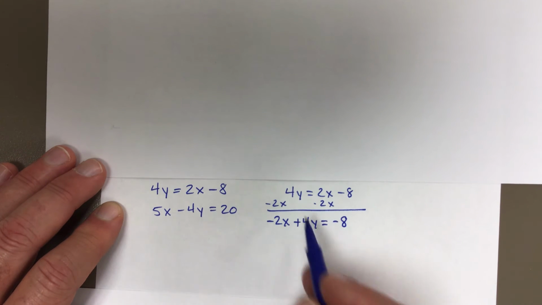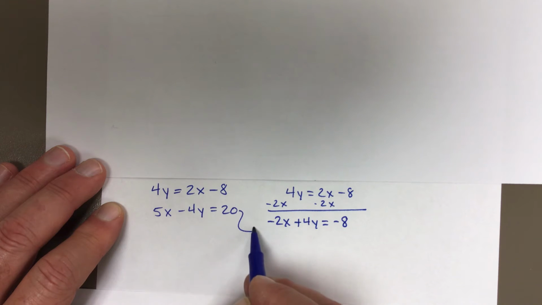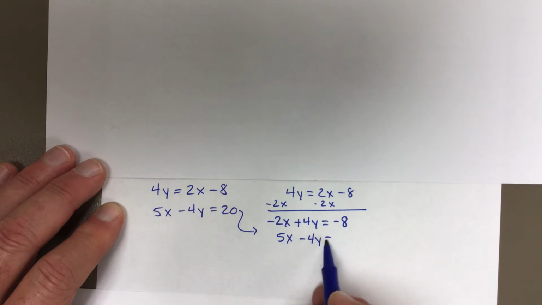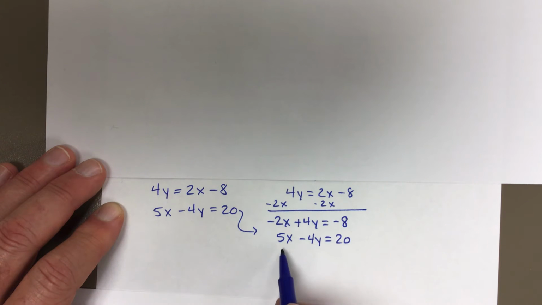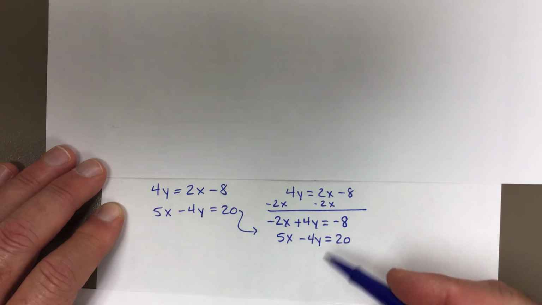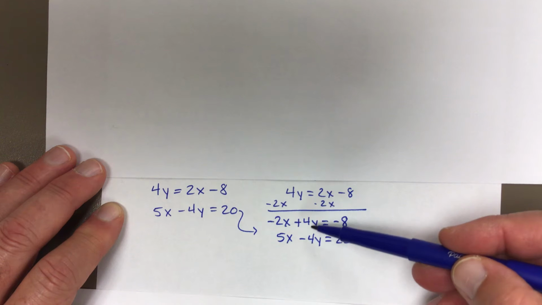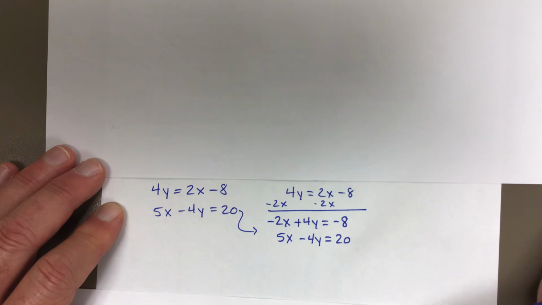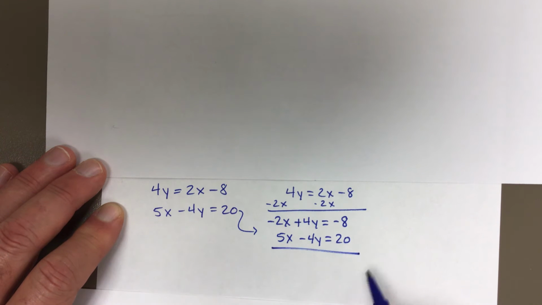Right? So I just moved the x term over. So now I can take this and move this down here. This is the 5x minus the 4y is equal to 20. So now notice that this is lined up. X column, Y column, equal column, number column. We are good to go.